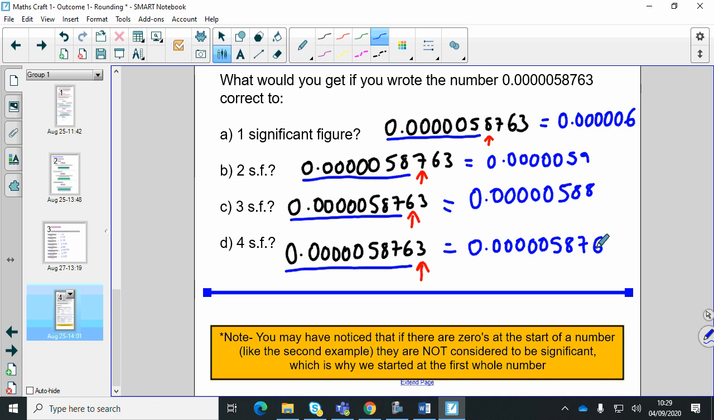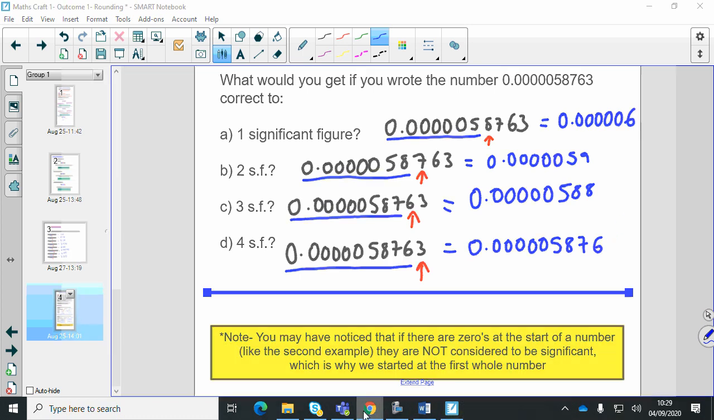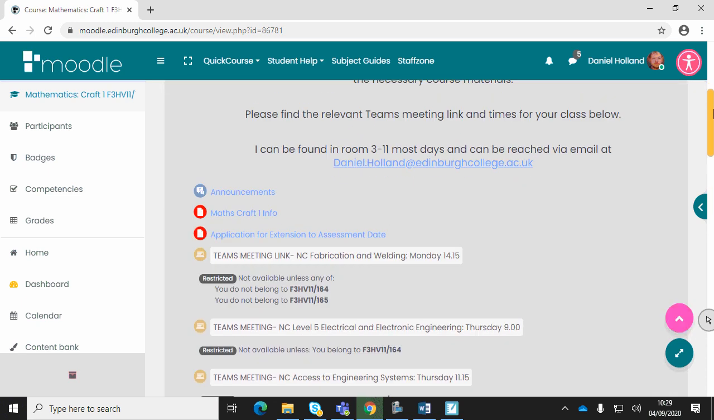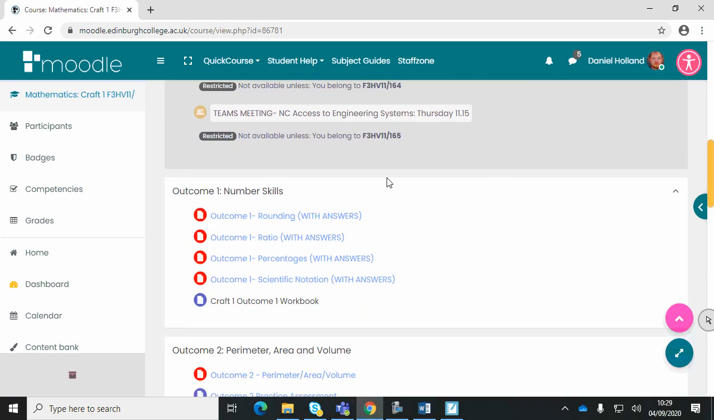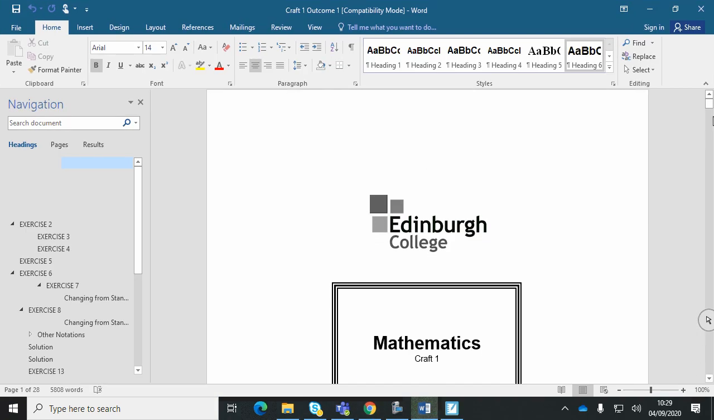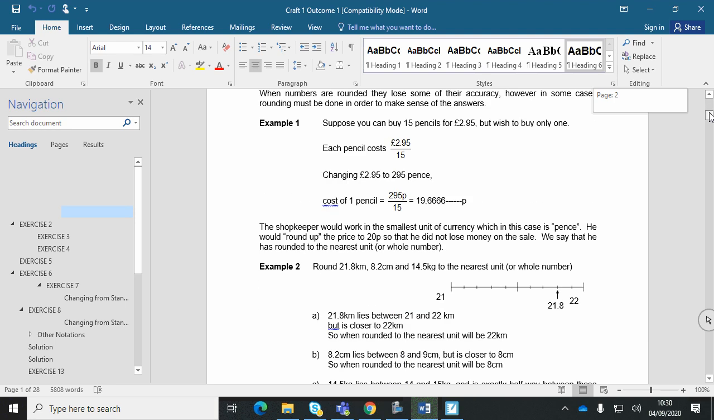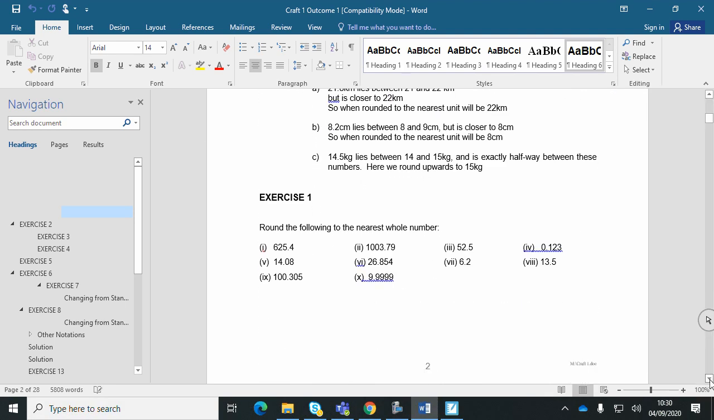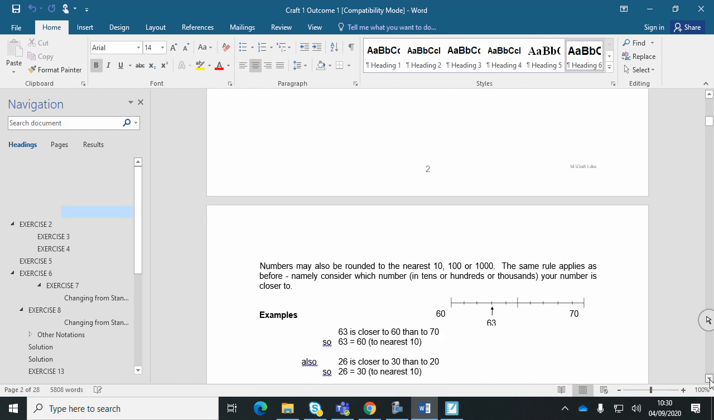Okay. What I would now like you to do is, if you go to Moodle and go to the Mastercraft 1 course, go to Outcome 1 Number Skills and click on Craft 1 Outcome 1 Workbook, and you will see this workbook comes up. So there's some exercises I would like you to do from this. Some I'm asking you to skip. You can go back and do them in your own time if we miss them out.